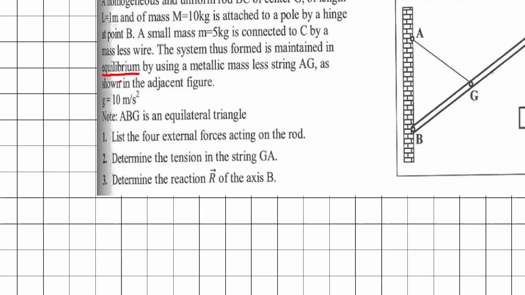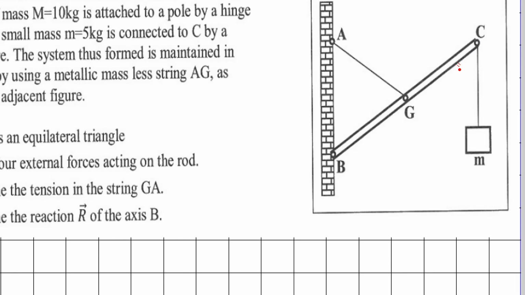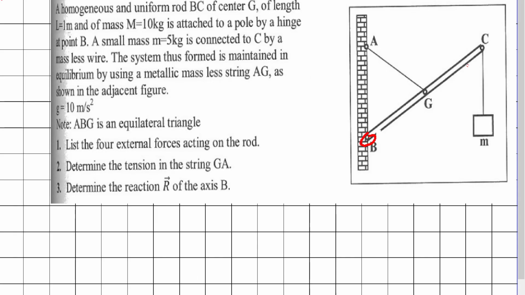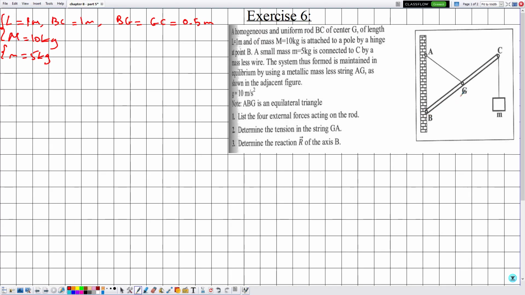And previously we have justified why we will start with the rotational equilibrium in order to determine the reaction at point B. Then after that we can determine the reaction using Newton's second law for translation, which is the equilibrium condition but for translation. The system is maintained in equilibrium by using a metallic massless string AG, as shown in the adjacent figure. Take g equal to 10 meters per second squared. Note ABG is an equilateral triangle. Then this angle is 60 degrees, this is 60 degrees, and this is 60 degrees. No need for this angle.